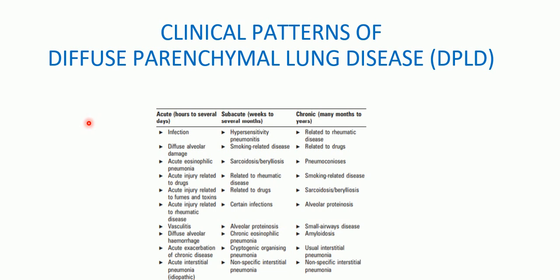So before jumping on to the histopathological patterns, let's just go through the clinical patterns as well as the radiological patterns, because no diagnosis can be made in a small lung biopsy without clinical and imaging correlation. Clinically, the patient can be in acute presentation, subacute or chronic, which is spanning many months to years. Acute, mainly dealing with infection, diffuse alveolar damage, acute eosinophilic pneumonia, and acute injury related to drugs and so on. Subacute, the prototype is hypersensitivity pneumonitis, also known as extrinsic allergic alveolitis. And chronic is related mainly to rheumatic disease, autoimmune disorders, drugs, pneumoconiosis, and smoking related diseases.